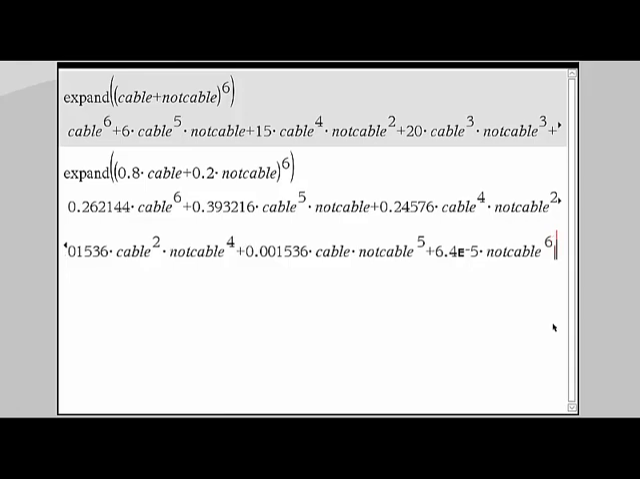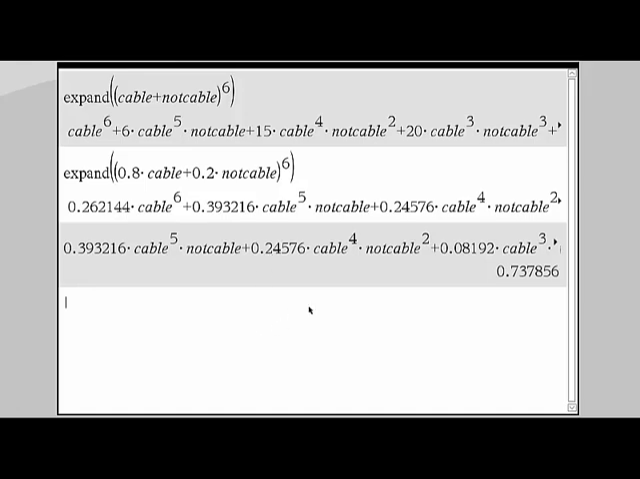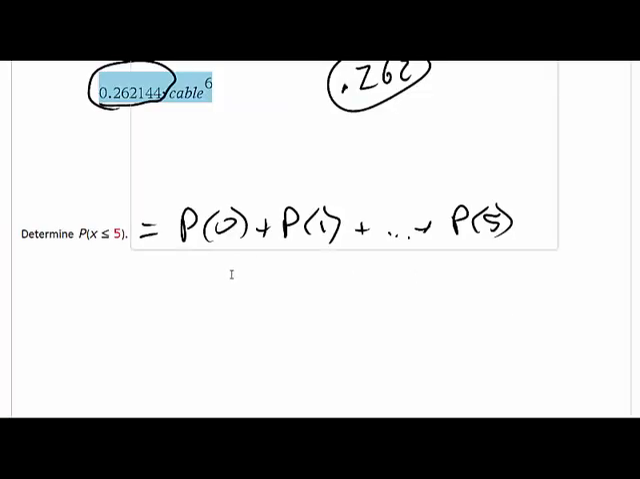If I can make all those variables equal to 1, they'll just sort of go away. So I'm going to do a vertical line for under the condition. Let's let cable equal 1 and not cable equal 1. Just to make my variables go away, they'll all be raised to different powers, but I'm now going to be left with each coefficient times a bunch of 1s, and we'll add all those up. And what I get really quickly is 0.737856, and that is the probability that I was looking for.